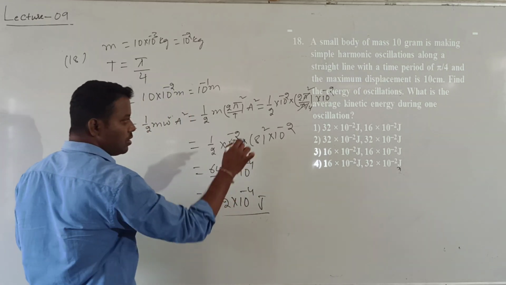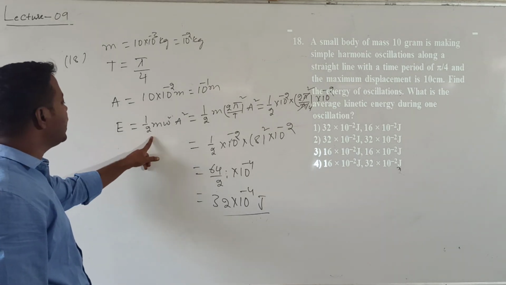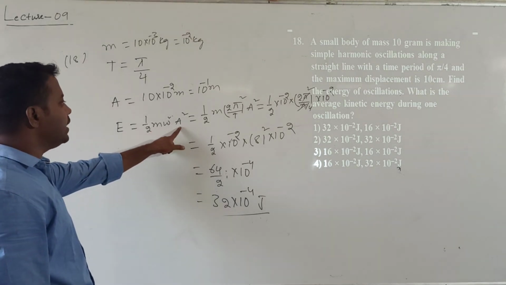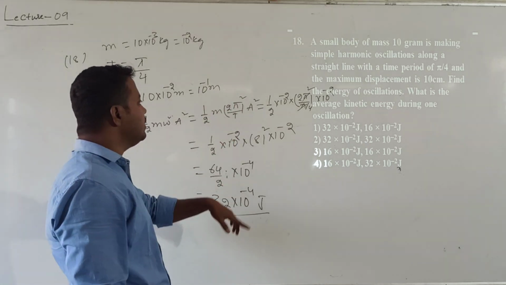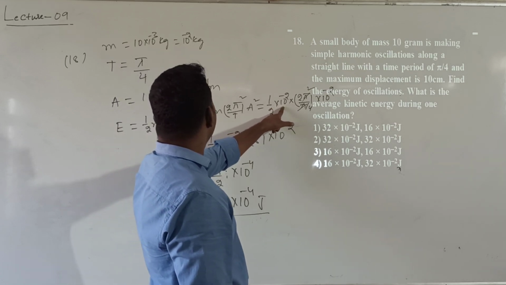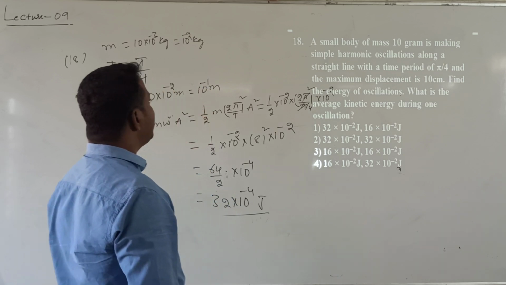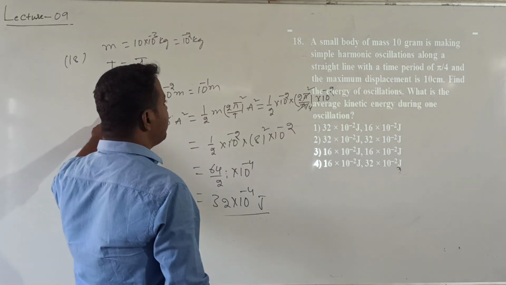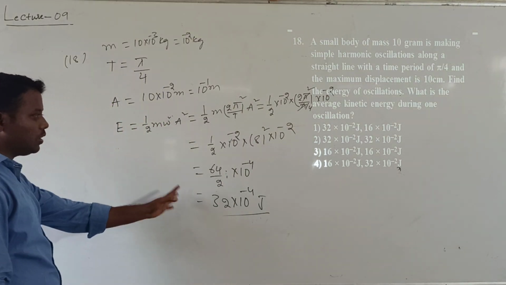It is not 10 power minus 2. We get 10 power minus 4. Once, if you have any doubt, you can also check 1 by 2 into m into omega square into a square, which is 1 by 2 into m into 2 pi by T whole square into a square. 1 by 2 into mass value as per data 10 power minus 2, into 2 pi by T value pi by 4, into amplitude value into a square. Amplitude value given 10 power minus 2. Then total answer 30. This is the correct one.